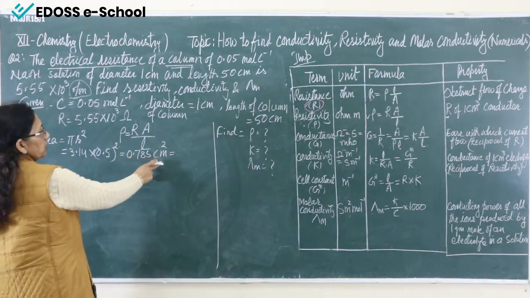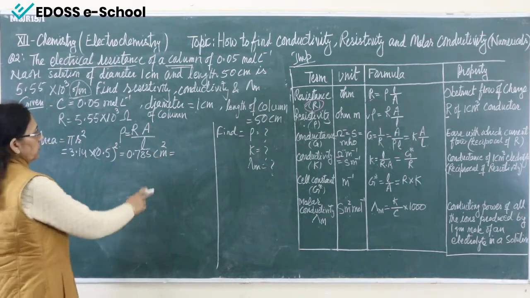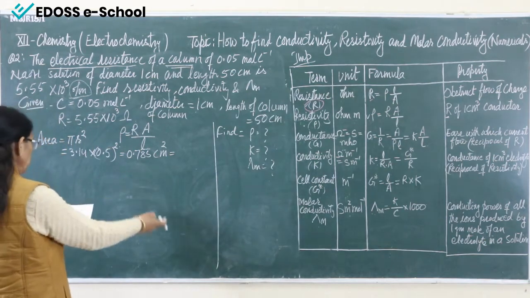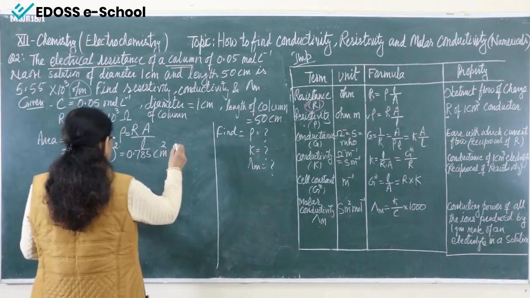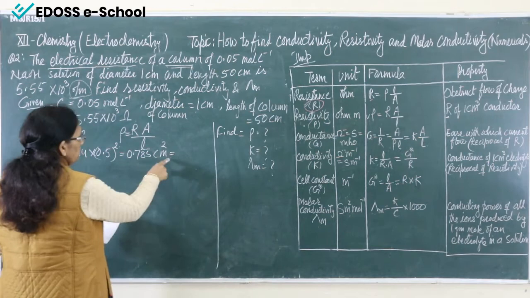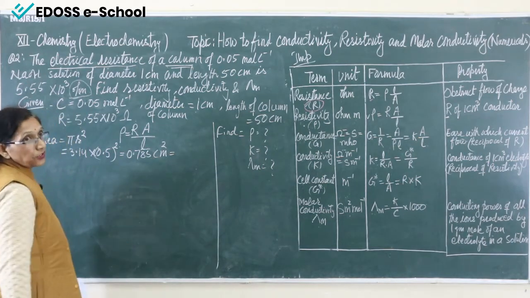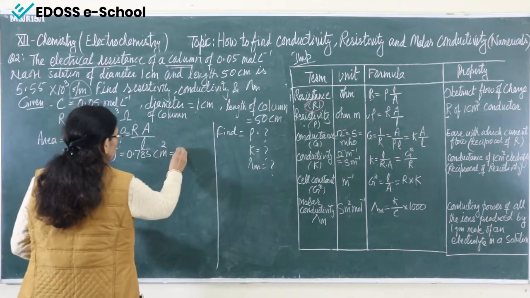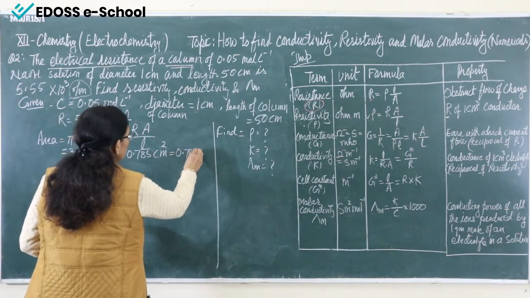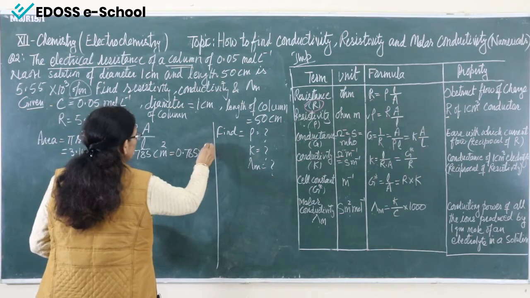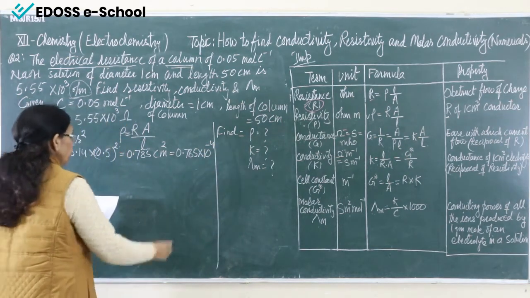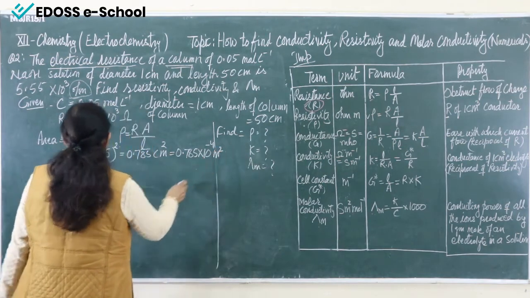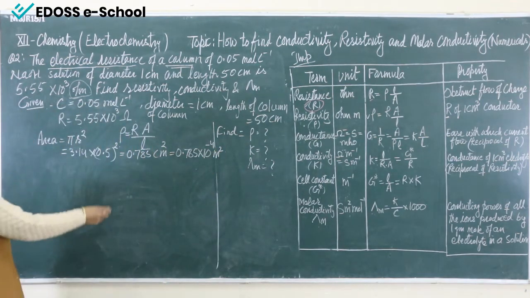Okay, because now our values, we know that K, lambda m all are given in meter. So we have to convert this value into meter. To convert this centimeter square into meter square, we will multiply it by 10 raised to power minus 4. So this is equal to 0.785 multiplied by 10 raised to power minus 4. Now this is meter square.